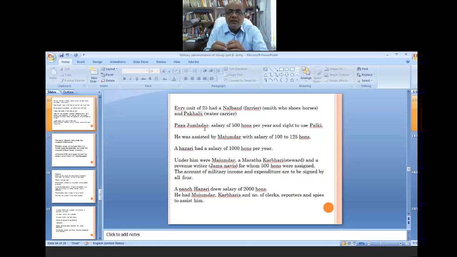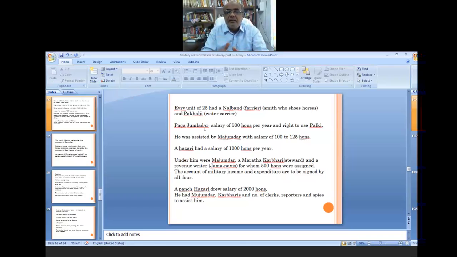And at the same time, there will be a person called Pakhali. The responsibility of Pakhali was to carry water. There used to be a huge bag made up of leather, and in that bag he will carry water so that he can give it to the soldiers at every stop.